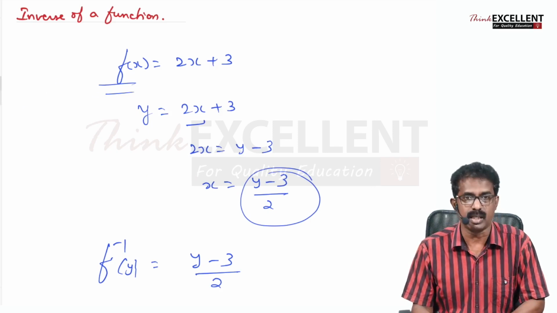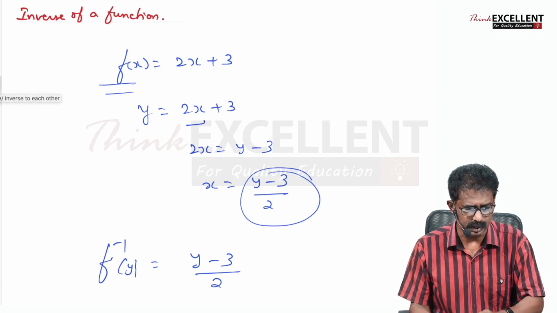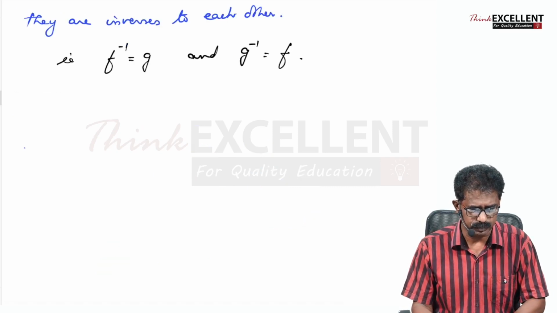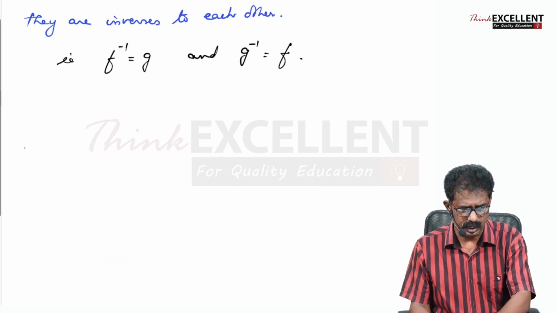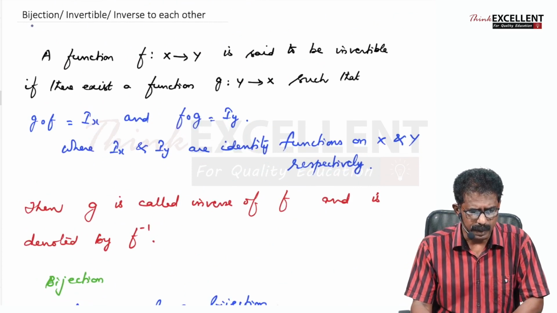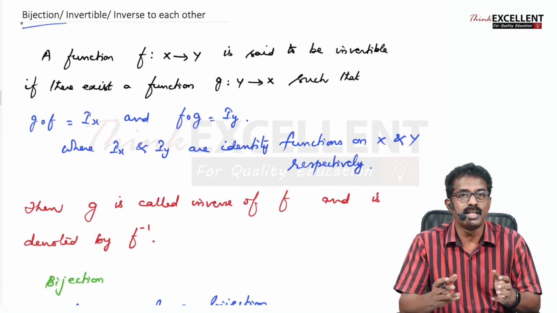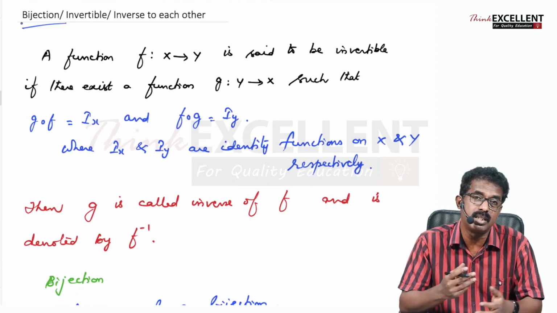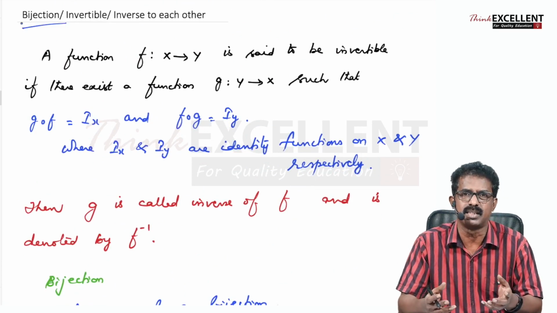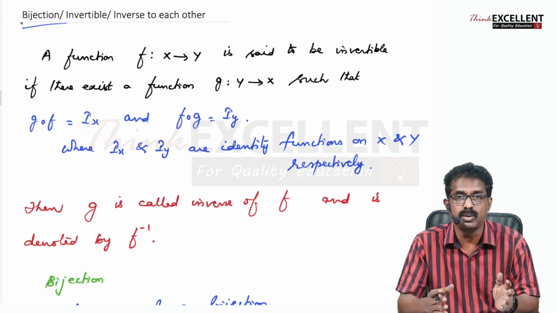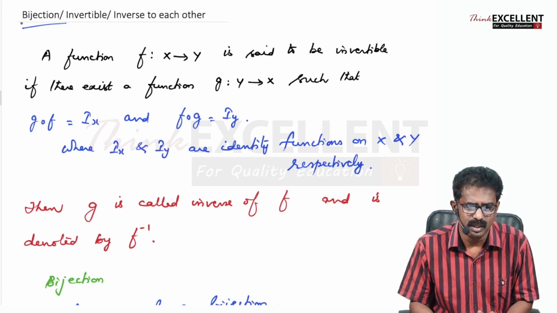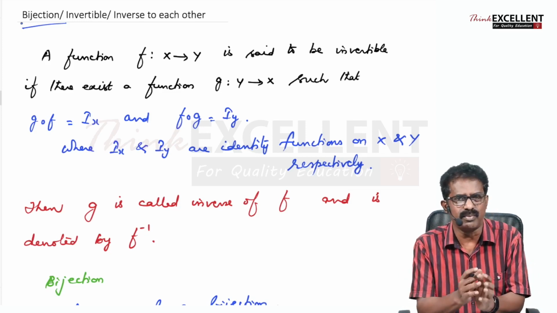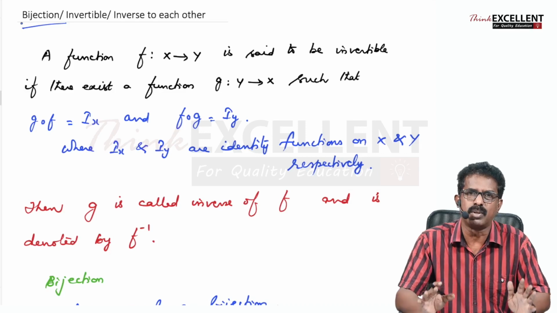From here, we are going to study another very important thing. You can expect a 5-mark question in that area. So that is how to find bijection. What is bijection? Already you studied one-one and onto, right? That we call bijection. Invertible means inverse exists. If a function is one-one and onto, then inverse exists.